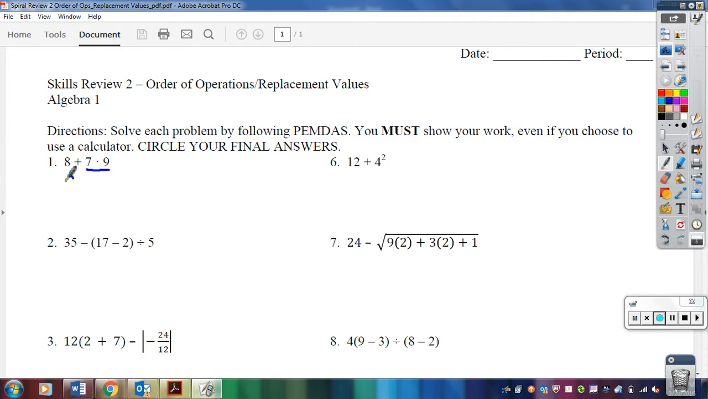7 times 9 would come first. 8 plus 63 is 71. Circle your answer.